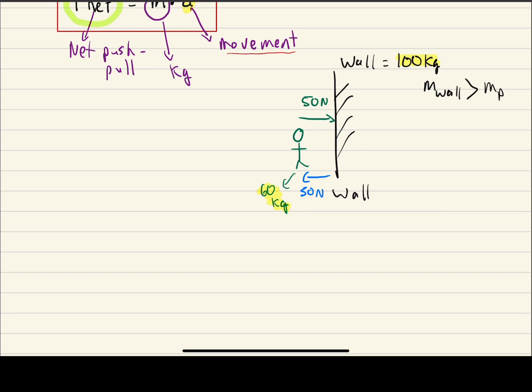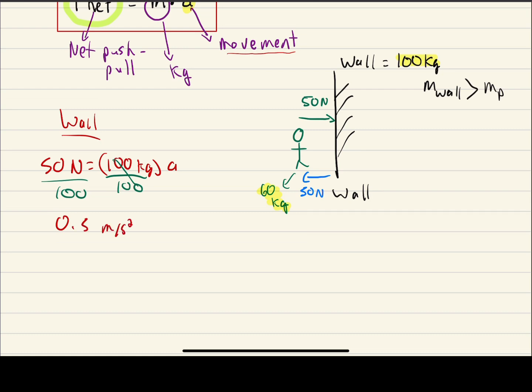Well, if they're both experiencing a force of 50 newtons, if we think about the wall, 50 newtons is equal to 100 kg multiplied by the acceleration, and we divide both sides by 100 in order to get that acceleration. We would see that the acceleration of the wall would be 0.5 meters per second squared, and that's probably a lot less than this in reality. But you would have some acceleration.